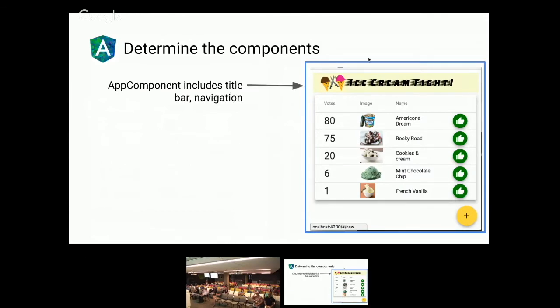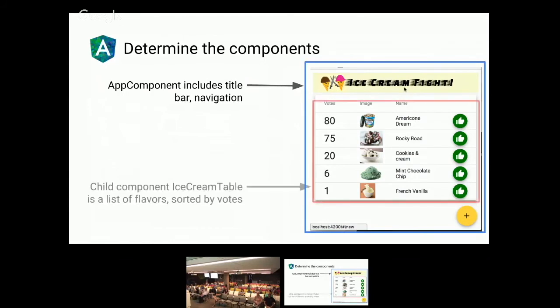In this case, the app component includes my title bar. And this is a button that takes you back to the home screen. So like navigation. You can also put like menus or login or stuff like that here. And then here's a child component with the ice cream table. So here's all the flavors sorted by votes.